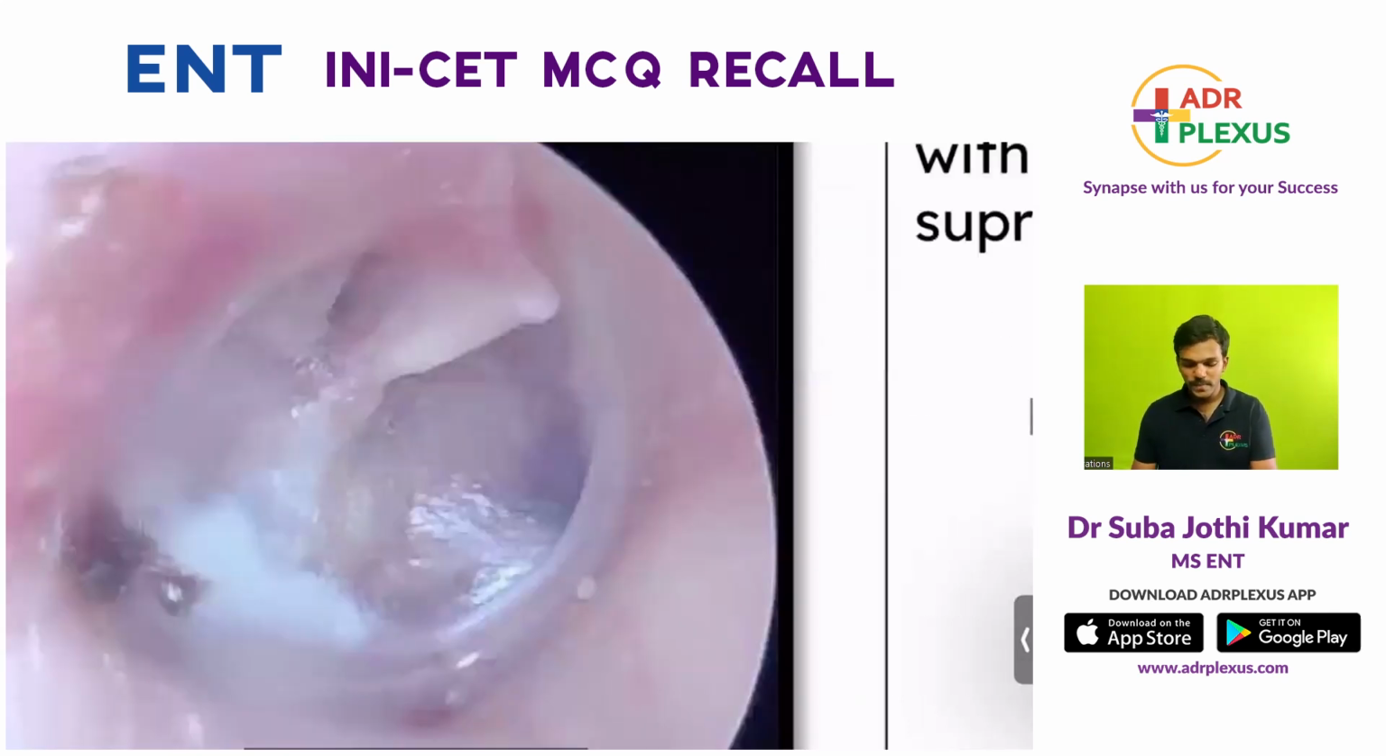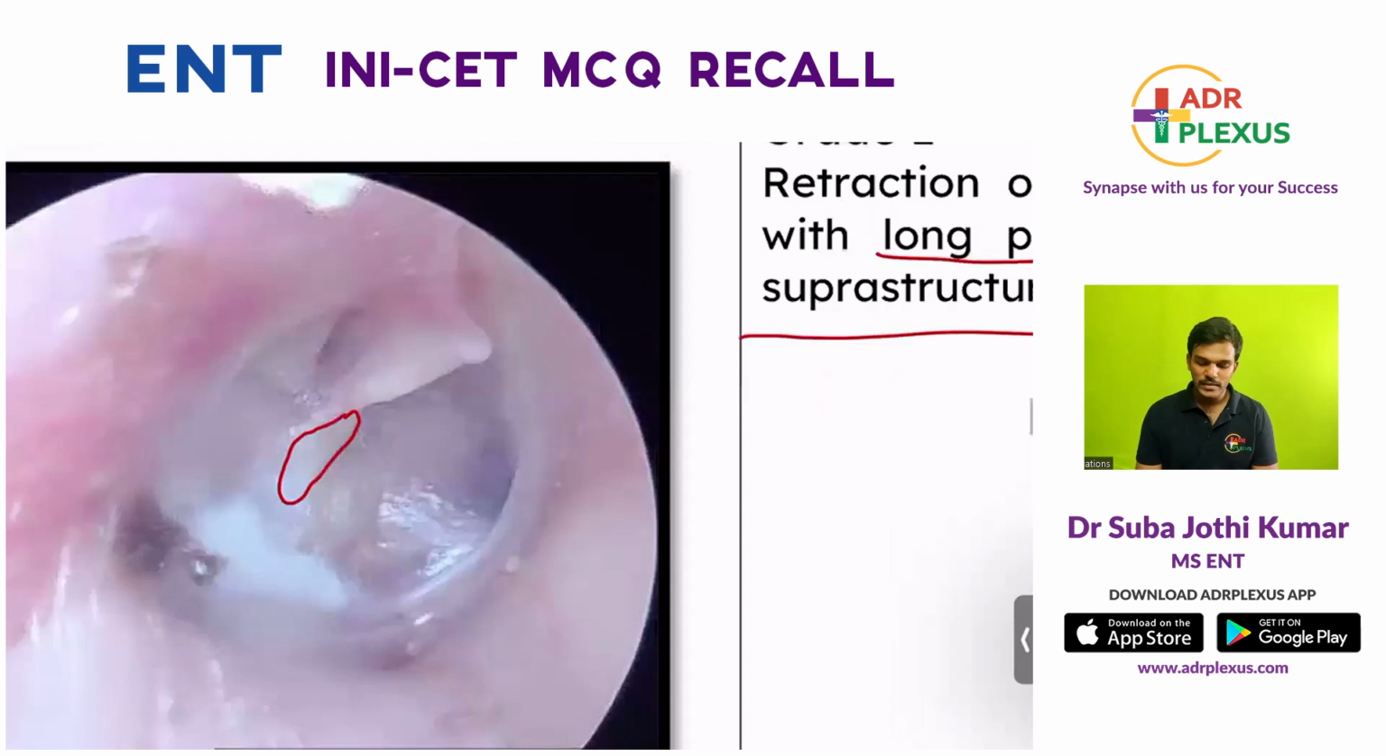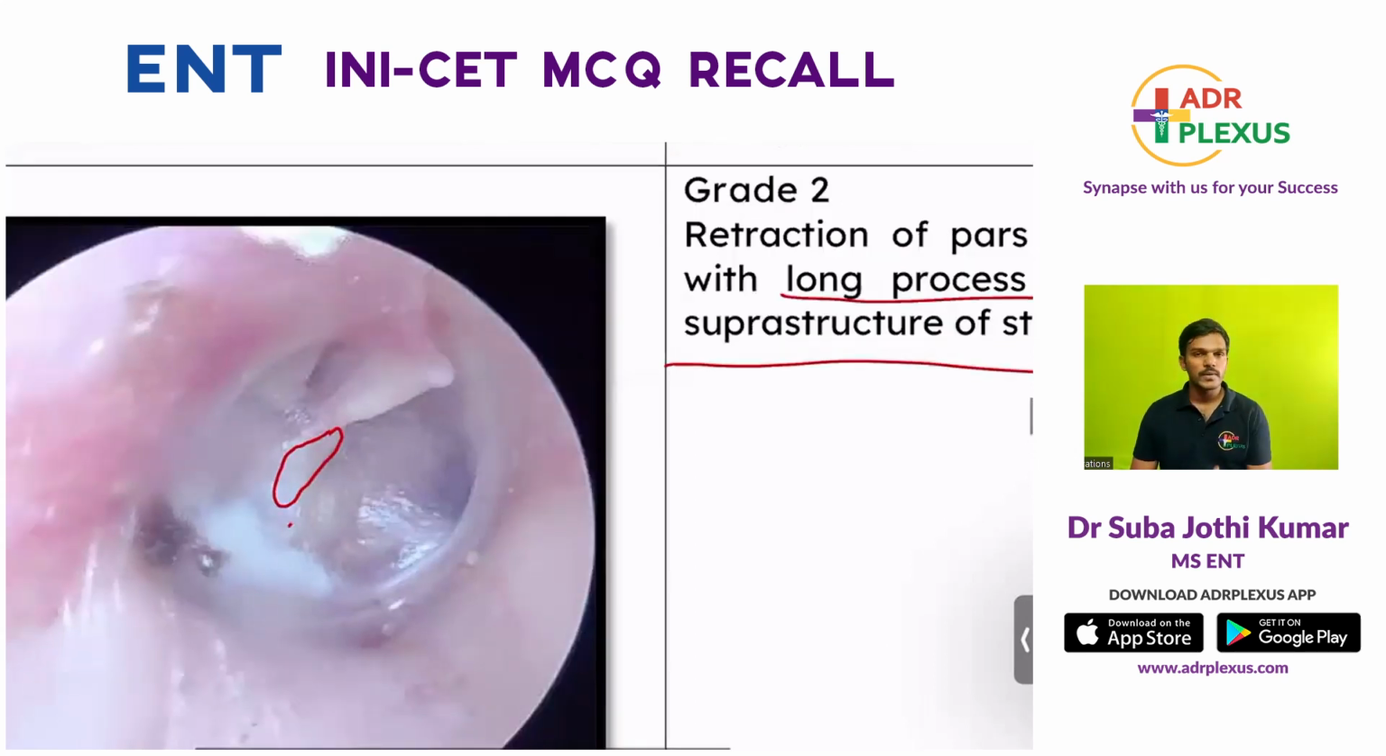Grade 2, see here. It is very retracted such that you could clearly see the contact of the tympanic membrane with the long process of incus. This is grade 2. So contact with long process of incus and sometimes with stapes suprastructure. That also you could not see clearly here. It is not very clear in this picture, but the contact with long process of incus is very clear.